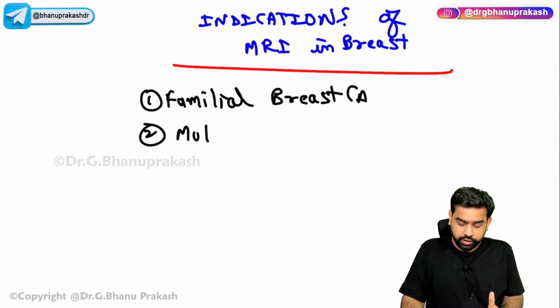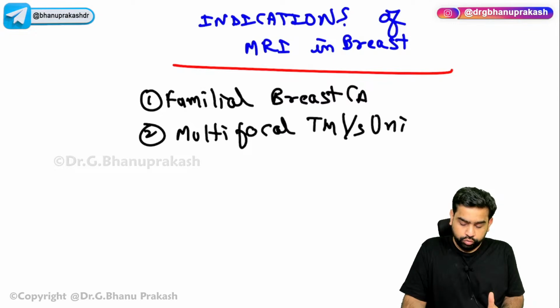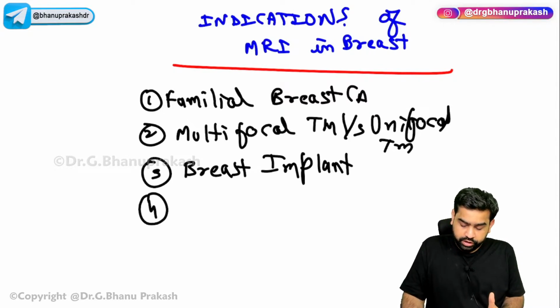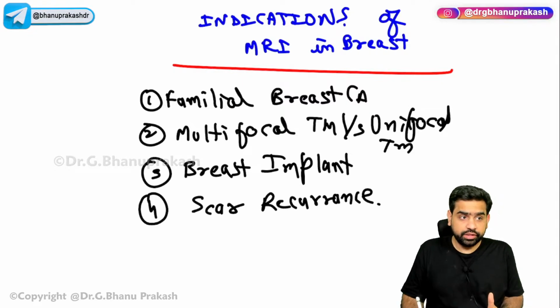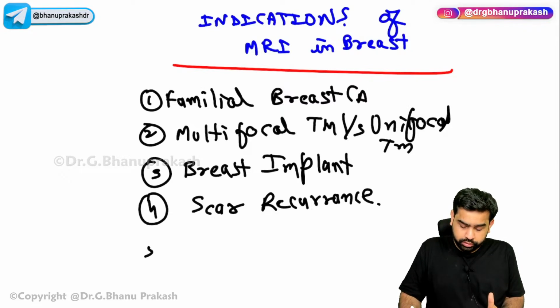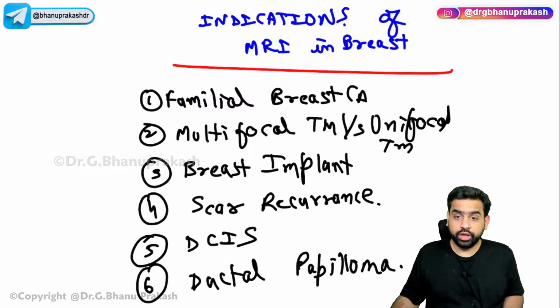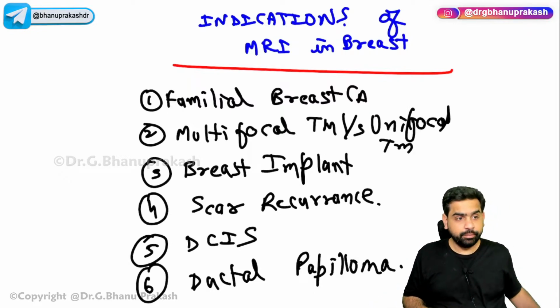Then let's say if there is a multifocal tumor versus unifocal tumor. Then breast implant, then recurrence, so scar recurrence. Okay, scar recurrence. Then what else? Ductal carcinoma in situ and ductal papilloma. Okay, so please understand these points. These are the indications of performing an MRI in the breast.